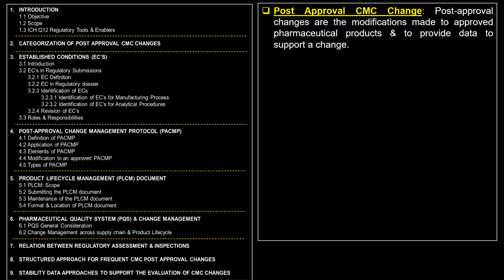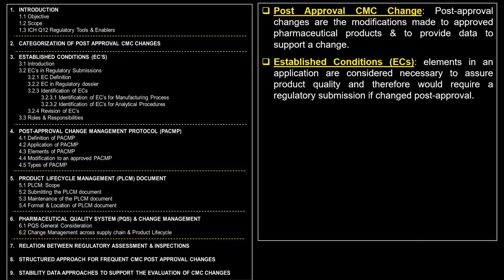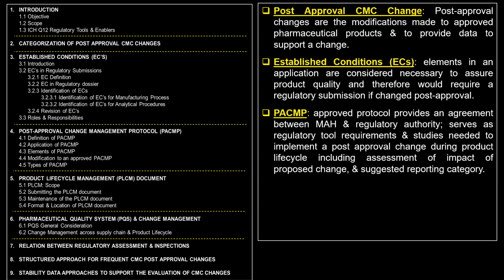A post-approval CMC change are the modifications that are made to the approved pharmaceutical products and to provide data to support a change. What are established conditions? So established conditions are the elements in an application that are submitted to the regulatory authority and which are considered necessary to assure the product quality. And therefore, if they are changed, they would require a regulatory submission after their approval.